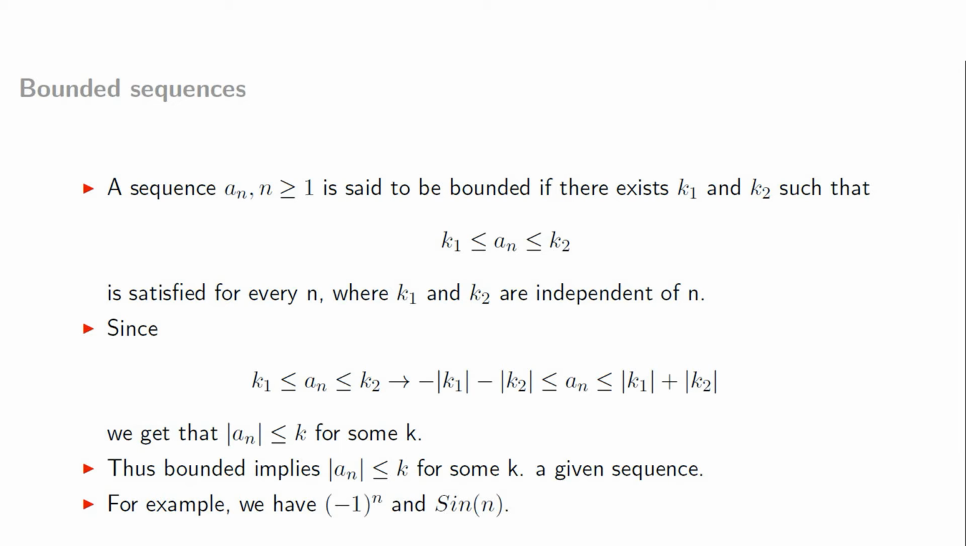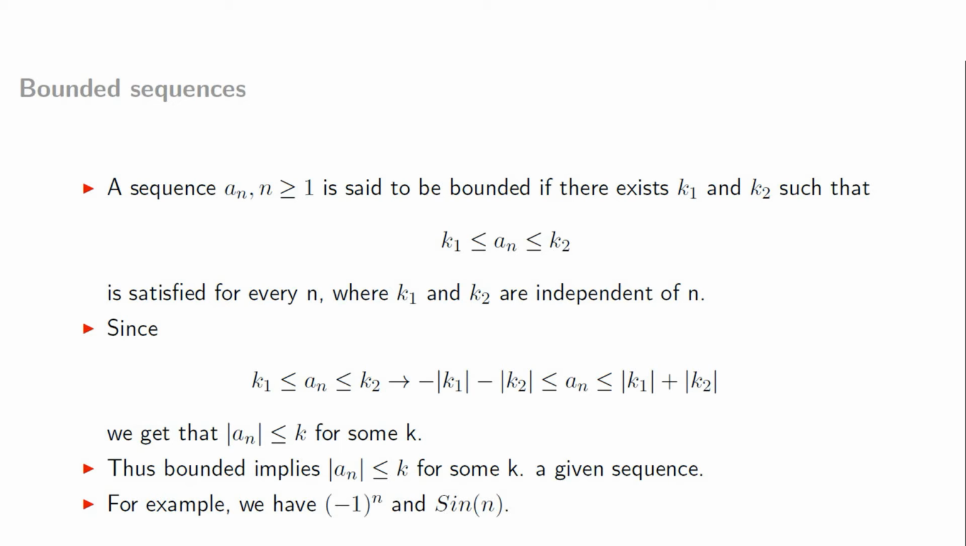Since k1 less than or equal to a_n less than or equal to k2 implies minus modulus of k1 minus modulus of k2 is less than or equal to a_n less than or equal to modulus of k1 plus modulus of k2, we get that modulus of a_n is less than or equal to k for some k whenever k1 less than or equal to a_n less than or equal to k2 is satisfied. Thus, boundedness of a sequence implies that modulus of a_n is less than or equal to k for some k. That is, boundedness implies uniform bound.